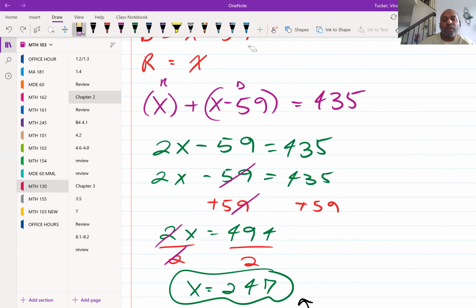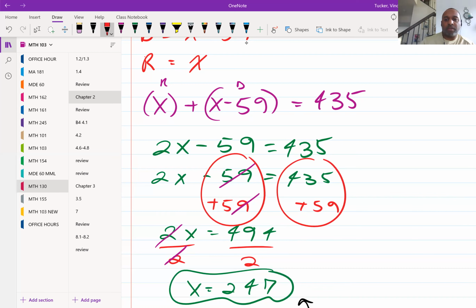Everybody good with the 247 before we finish off the problem? All right, what you got? Don't you have 494 right here? Yes. Right here. Oh, my eraser's still on. Hold on. Yeah, 494 right here. And then we divided that by 2. How did you get to 494? When we added 59 to both sides to the 435, remember we had 435. Okay, you added, okay. You added 4.